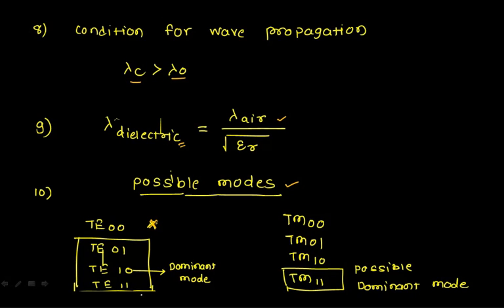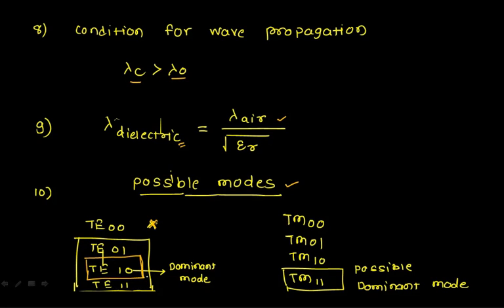Only 3 modes are possible after that: 01, 10, 11. But out of these, the TE10 mode gives me the maximum wavelength. Which mode you will call the dominant mode? The mode where you are observing the maximum wavelength is called the dominant mode. So in a TE wave, you will find that TE10 is the dominant mode.